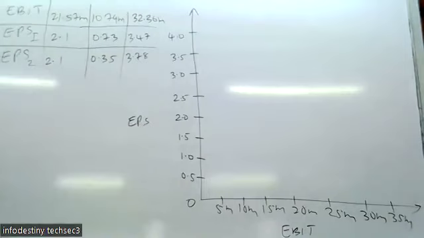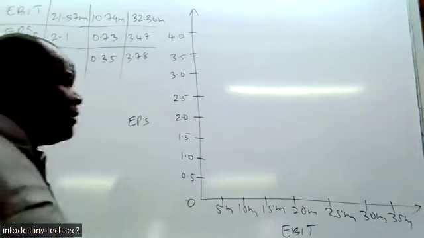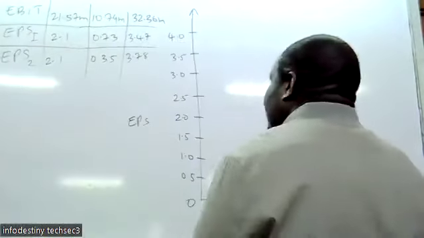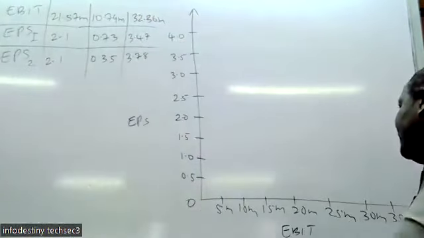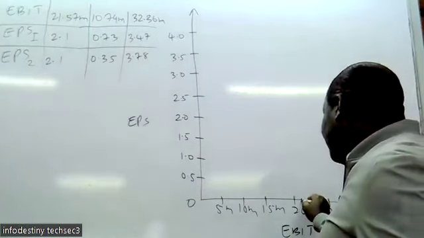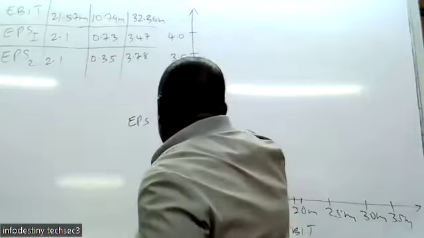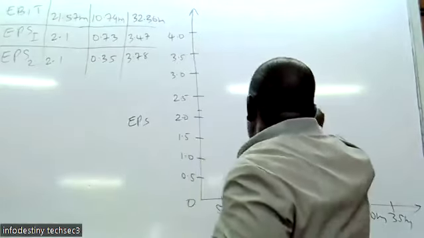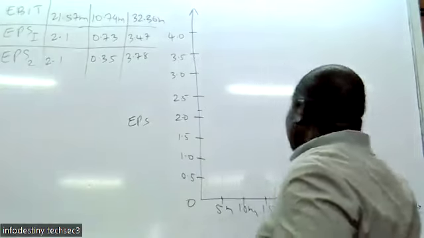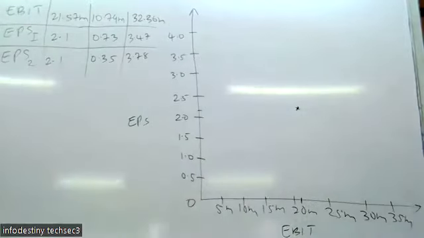So we start off by plotting option 1. Option 1, you see 21.57. So 21.5 is somewhere there on our earnings before interest and tax. So 2.1 is somewhere here. We locate that point like that. We are first of all plotting option 1.